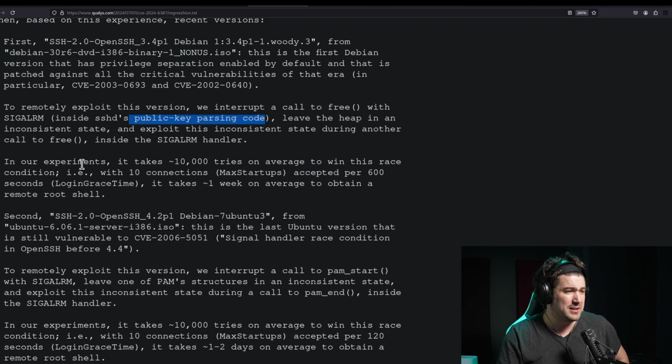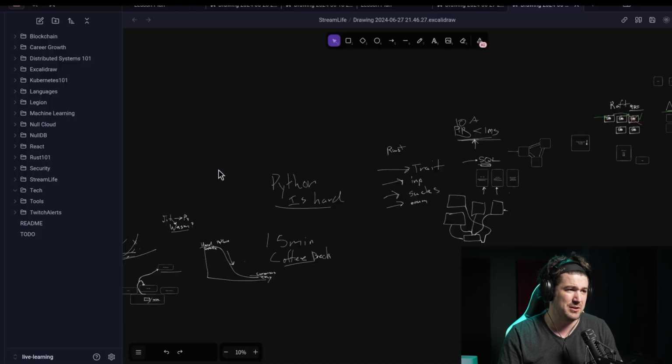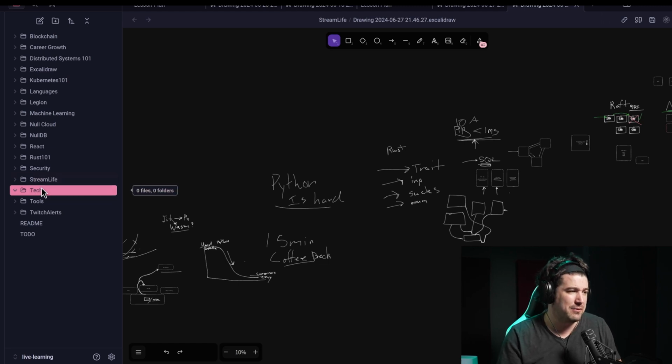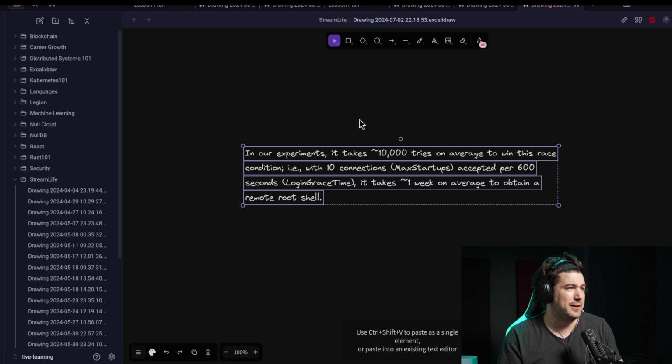Okay. In our experiment, it takes about 10,000 tries on average to win this race condition. Oh, man. With 10 connections, MaxStartups accepted per 600 seconds LoginGraceTime, it takes 1 week on average to obtain a remote root shell. Okay, 1 second. Let's copy this. This is a piece of information. We need to make a board of key facts so that we can reference them. All right, key fact 1. This one here. We got it.